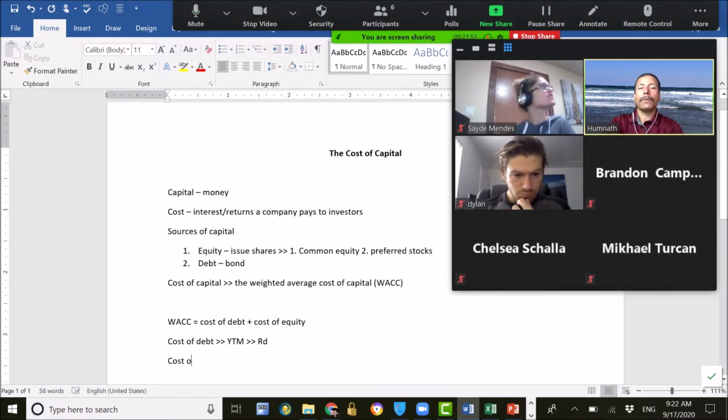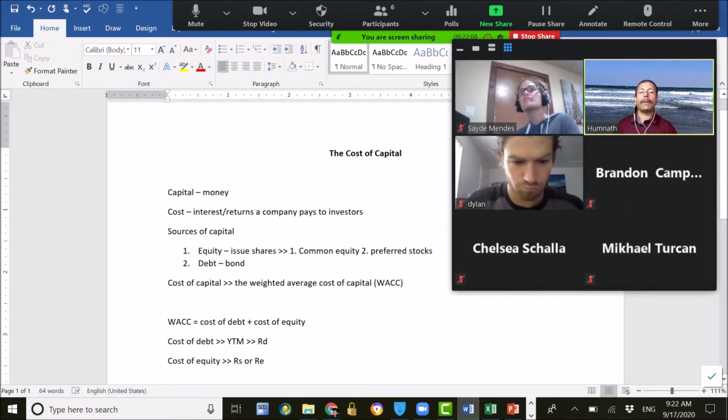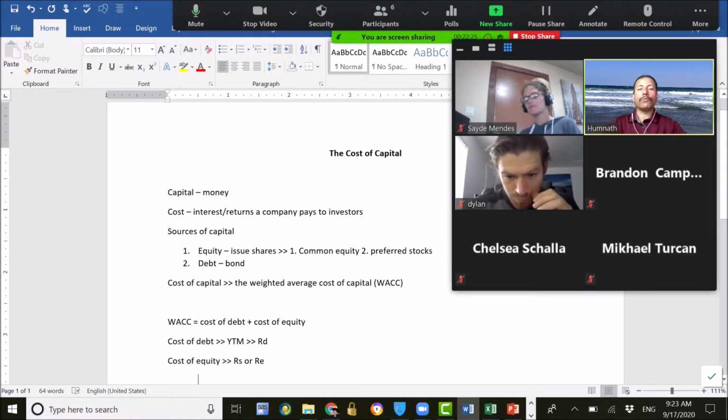Cost of equity, that is R sub S or R sub E. You can call it whatever you want. R sub S is return on stock. R sub E is return on equity. Whatever name you want to give. And in stock valuation, we did a couple of approaches to calculate them.